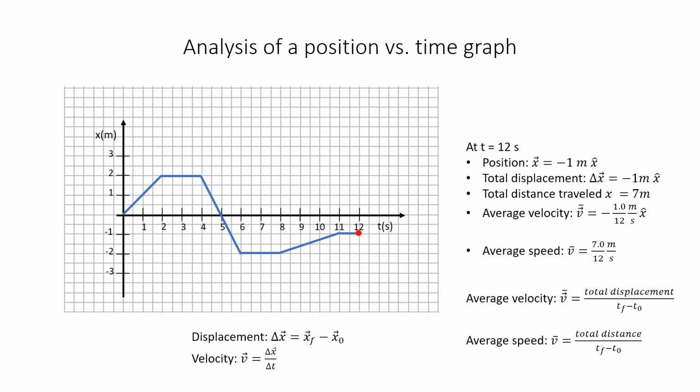So for our average velocity, since we went -1 meter in 12 seconds, that gives us an average velocity of -1/12 meters per second. Our average speed is 7/12 meters per second, because we went a total of 7 meters in 12 seconds.